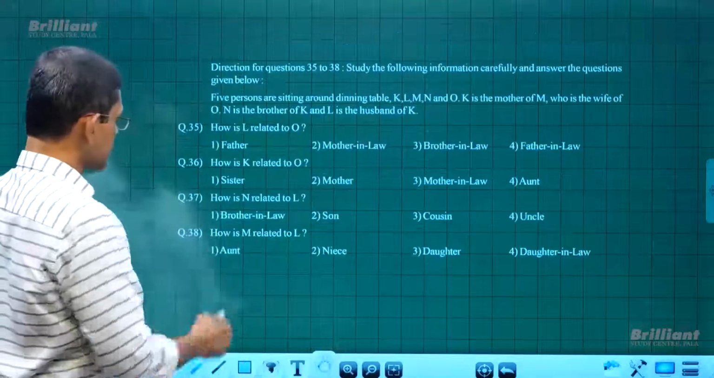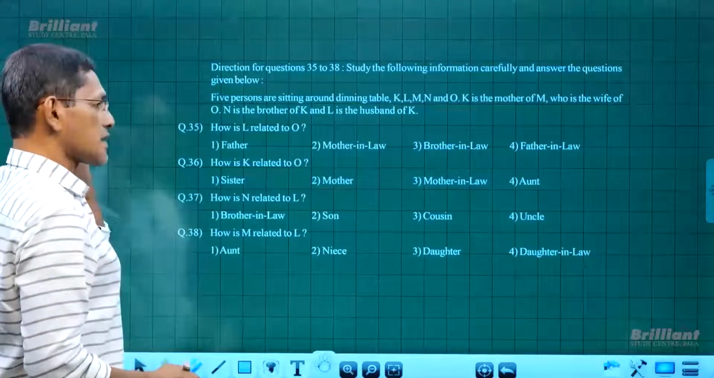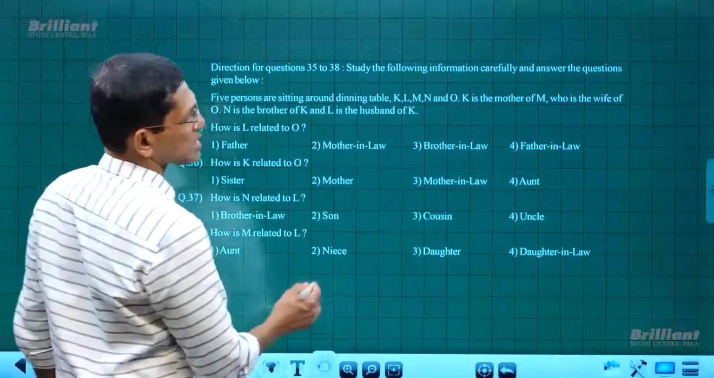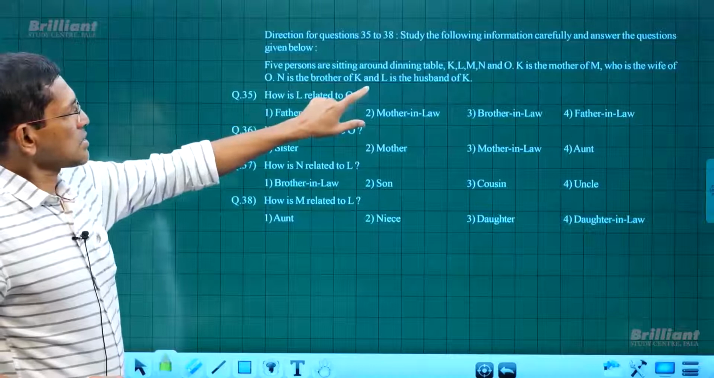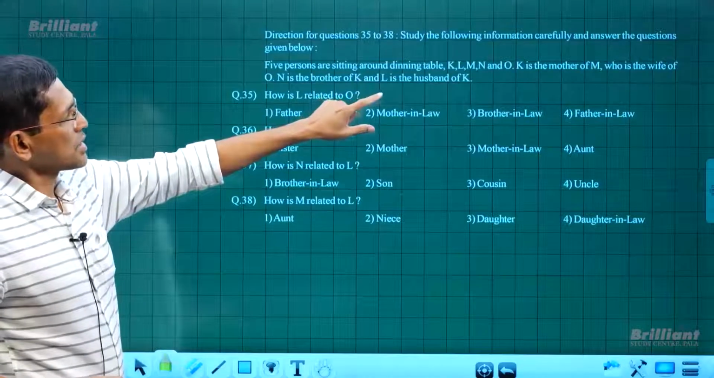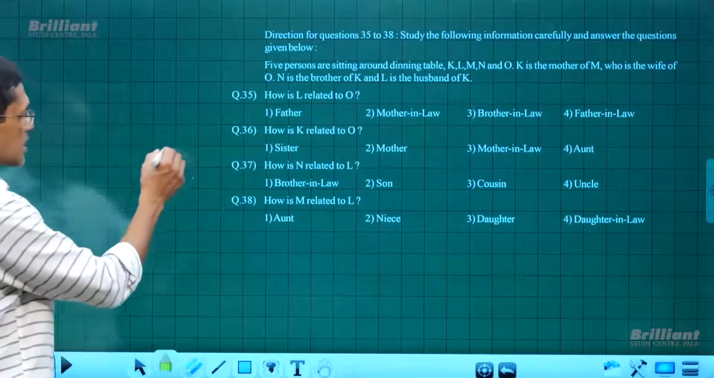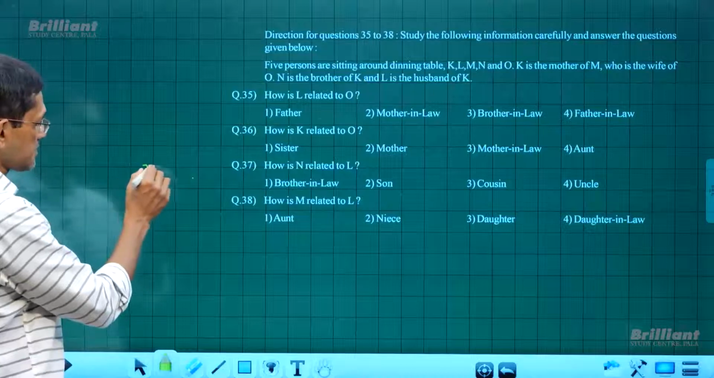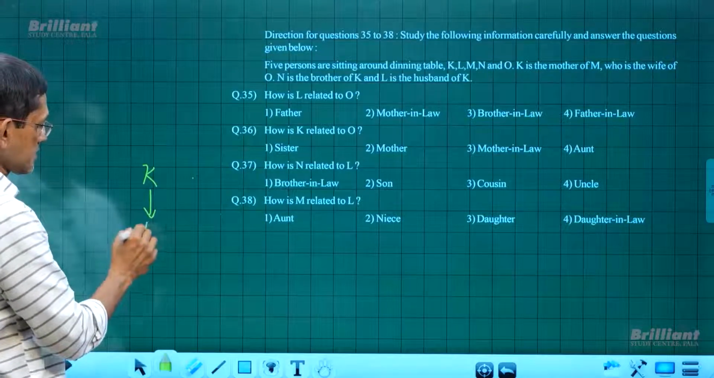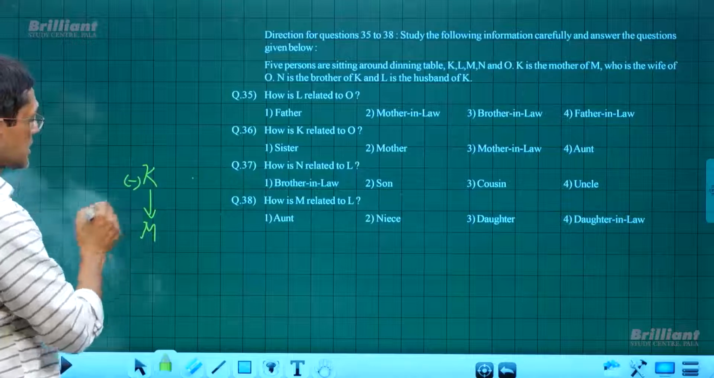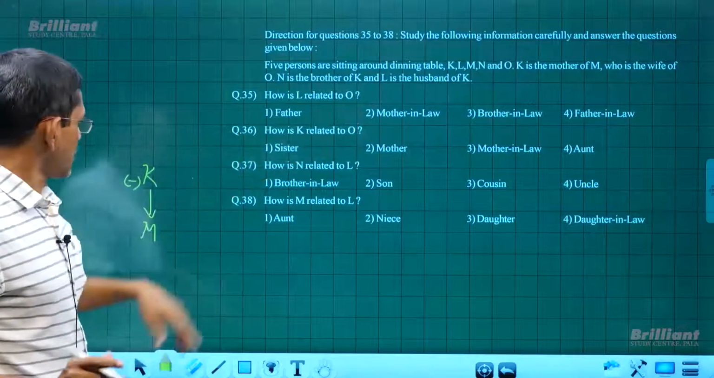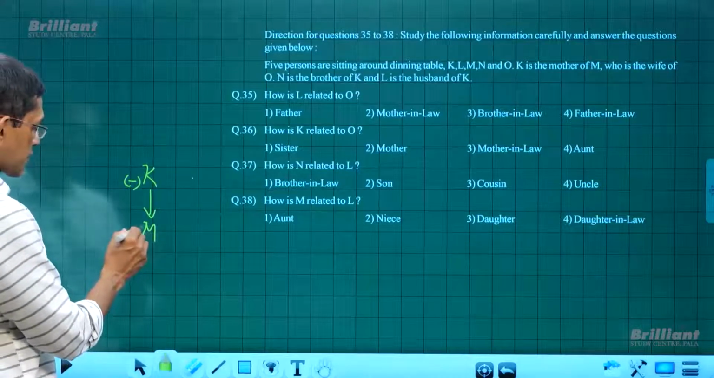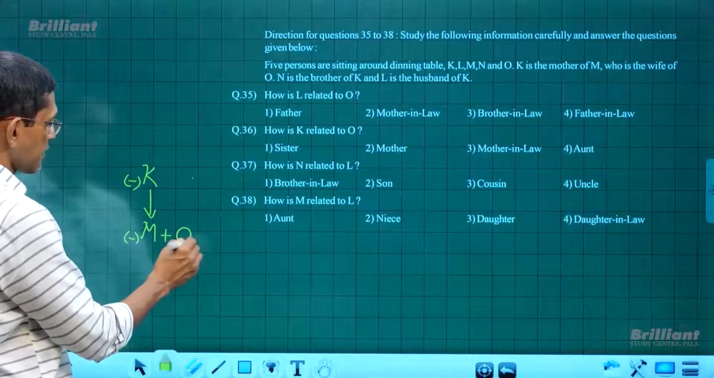First of all, we need to make a diagram for this kind of question. So let's make a diagram. 5 persons sitting around a dining table, K, L, M, N, and O. K is the mother of M. So K is the mother, so female. And M, who is the wife of O, so M is a female and wife of O.